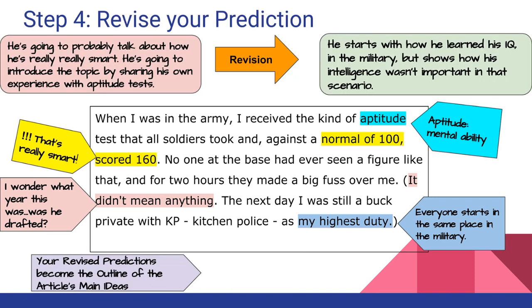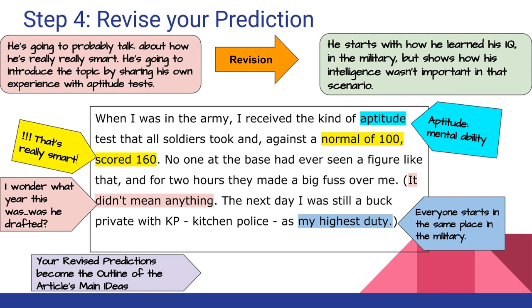So, moving on to step 4, revising your prediction, you're going to go back to step 2 in a way. You're going to look at your prediction and ask yourself, now that I have read the entire paragraph, is my prediction complete or correct? So, my original prediction from step 2 was he's going to probably talk about how he's really smart. He's going to introduce the topic by sharing his experience with aptitude tests. Is correct, but it is a little not complete. It's not exactly correct. So I want to update it. I want it to be able to fully encapsulate what's going on in that paragraph.